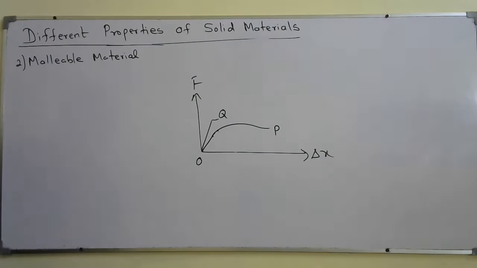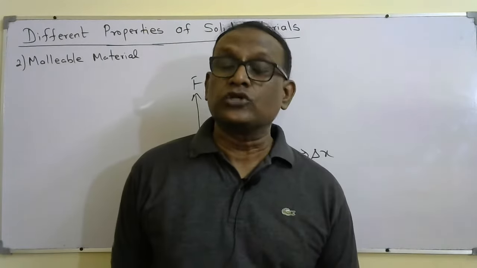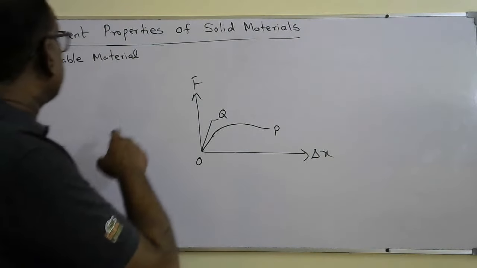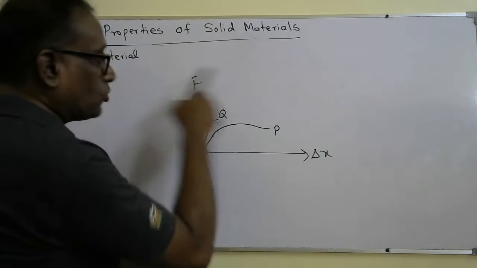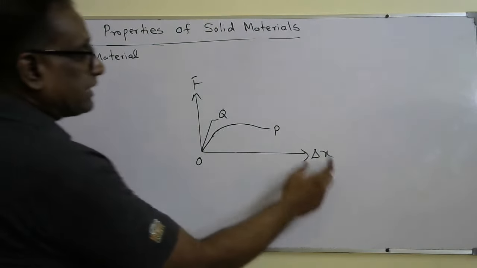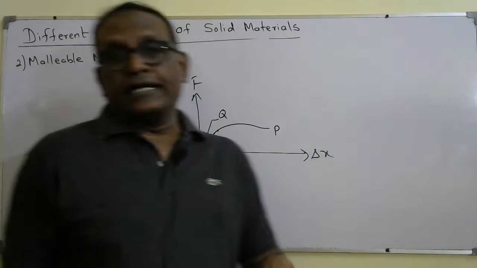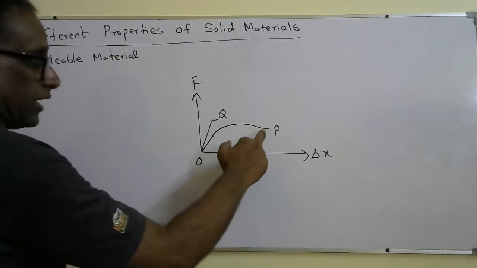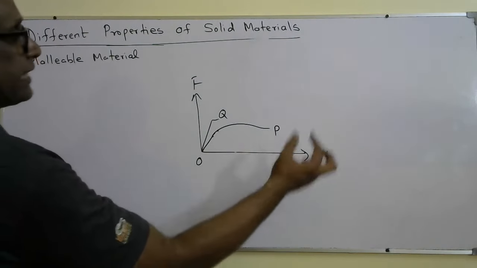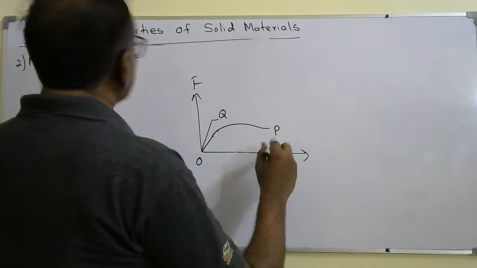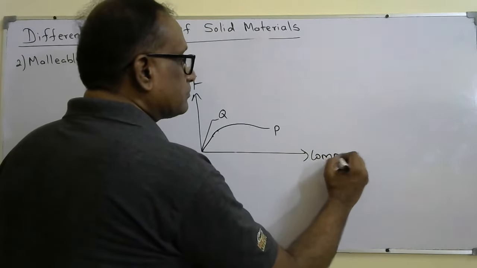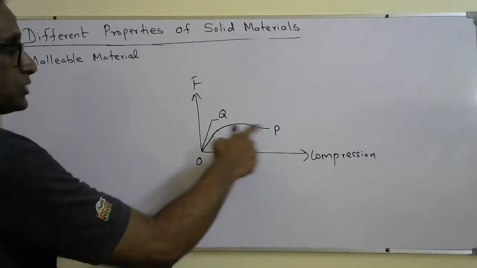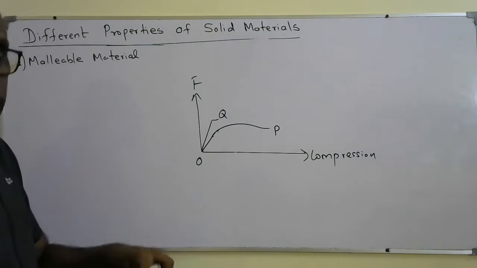Next thing is malleable material. Malleable material means a material that shows larger plastic deformation under compressive force. So the shape of the graph will be the same. Earlier, when I considered ductile material it was a force extension graph. If it is a malleable material, it is a force compression graph. Mostly, copper is a good example for both malleable material as well as ductile material. The graph will be the same. So here the material P is showing larger plastic deformation under compressive force. If it is a ductile material, it's extension. This is compression for malleable material. So P is a better malleable material than Q because it's showing larger plastic deformation under compressive force. A good example for malleable material is copper.